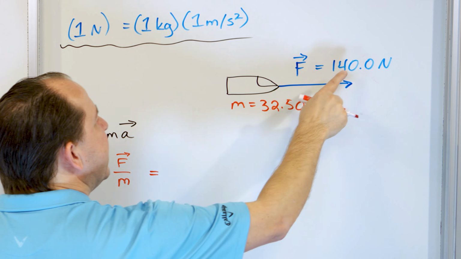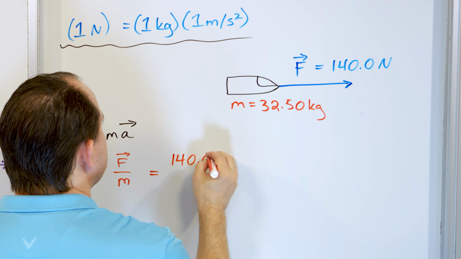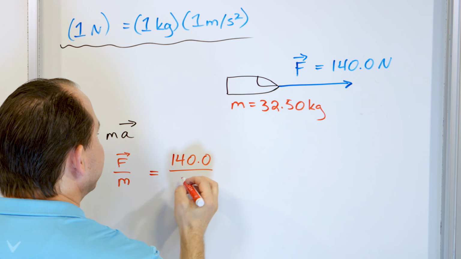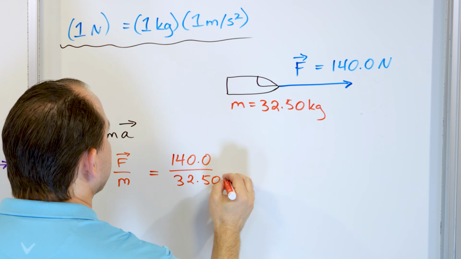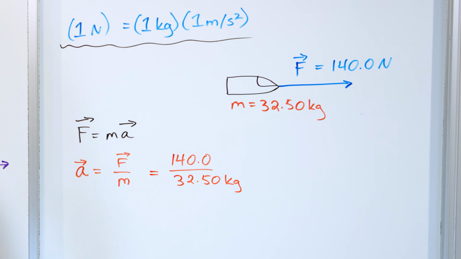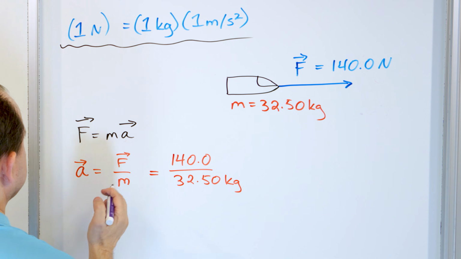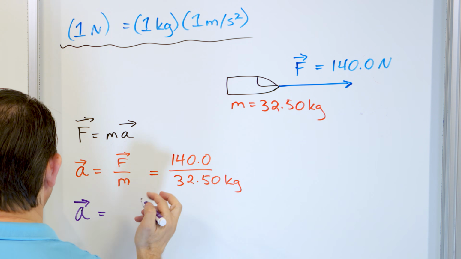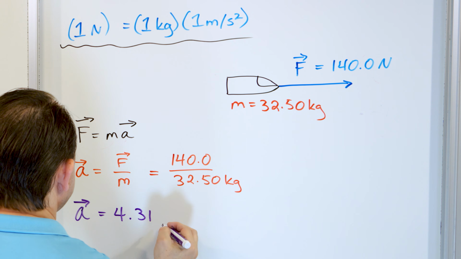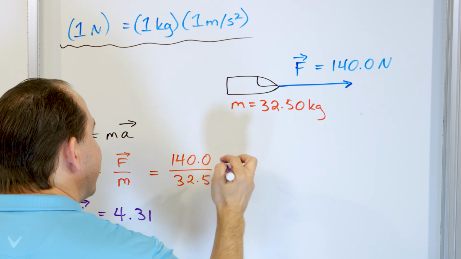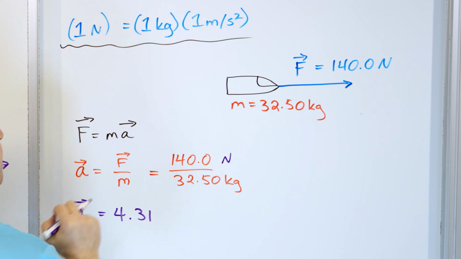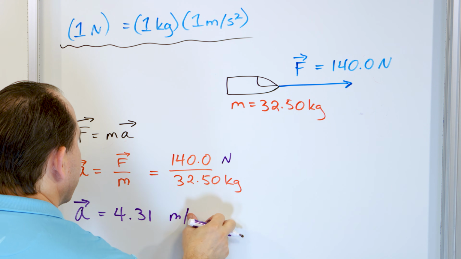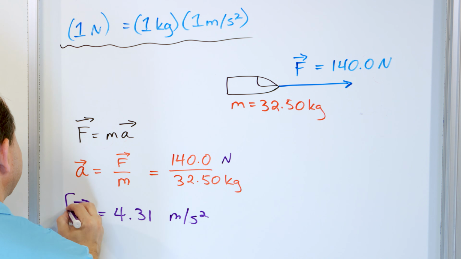And the force is 140 newtons. You always want your forces in newtons and your masses in kilograms, and the mass is already given in kilograms, 32.50 kilograms. And whenever you run this through a calculator, when you say 140 divided by 32.5, you get 4.31. And what units is it? Well, you always want to have your forces in newtons and your masses in kilograms. And when this happens, then meters per second squared is what the acceleration is.